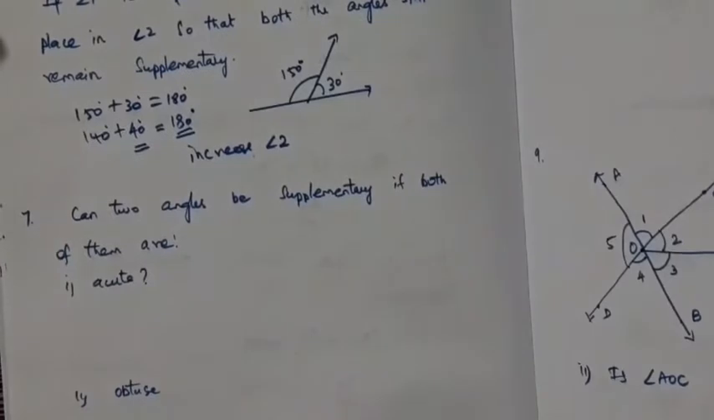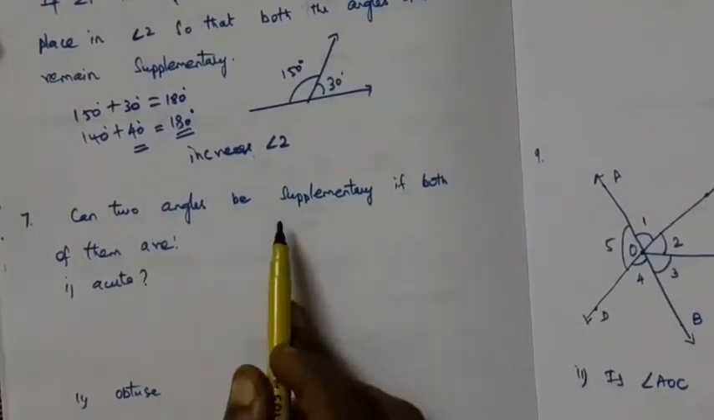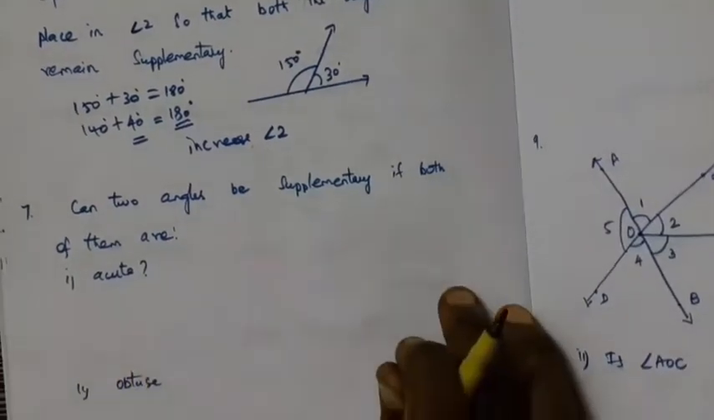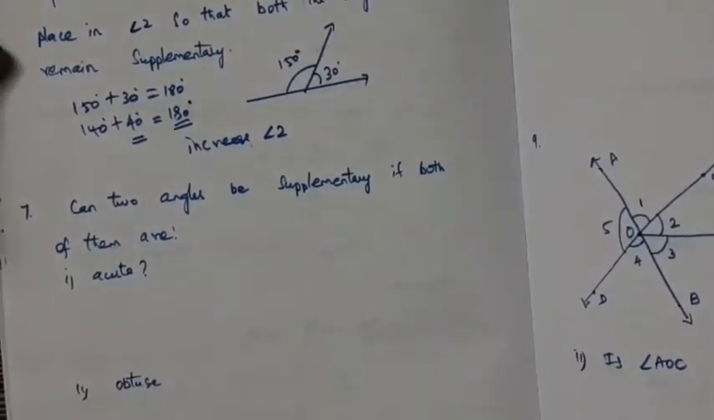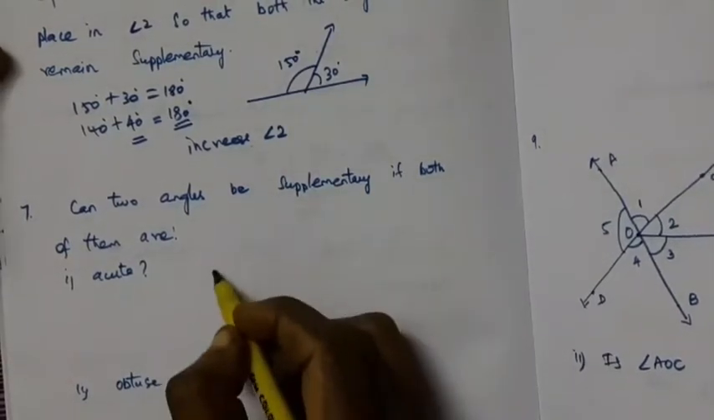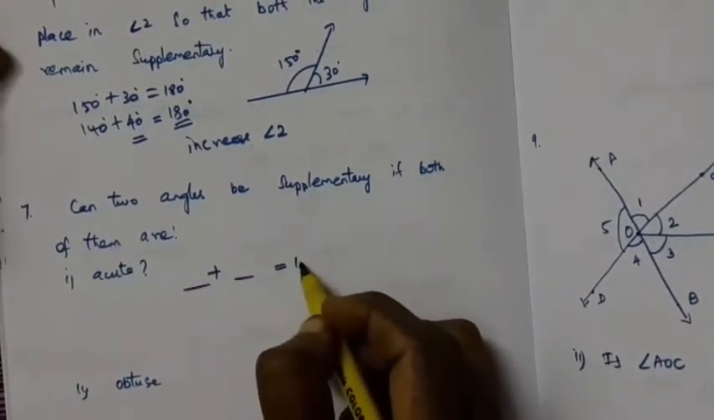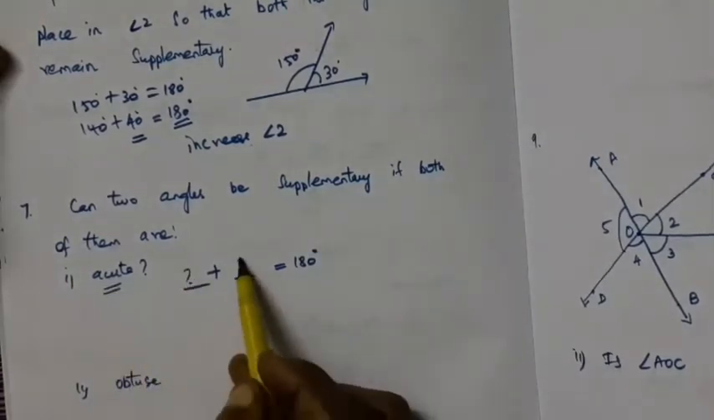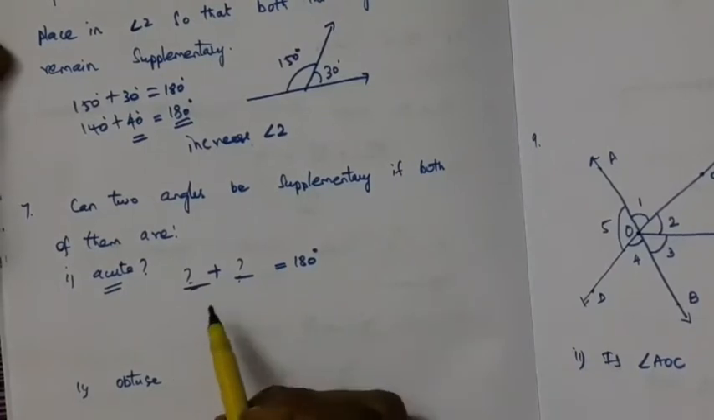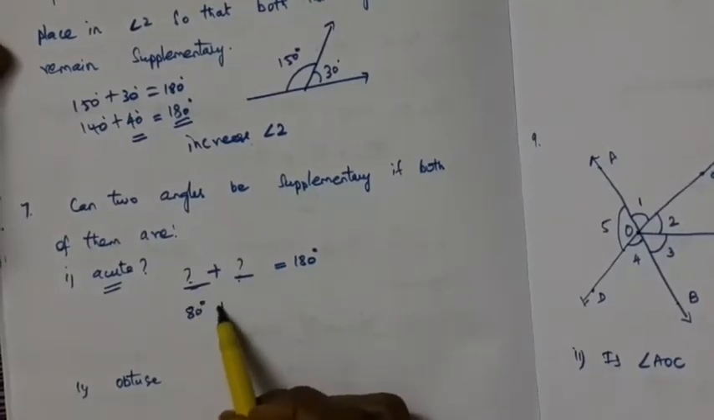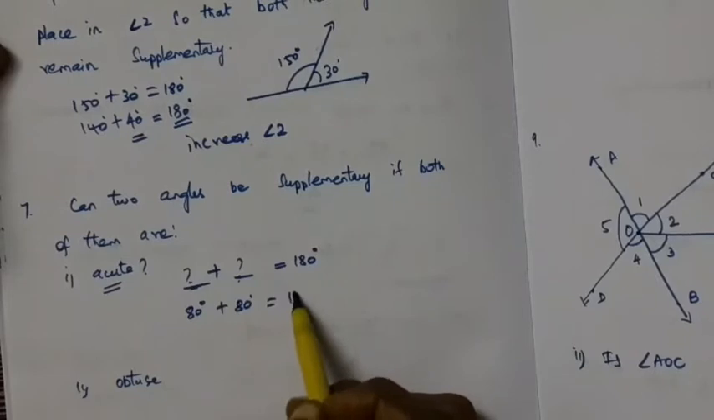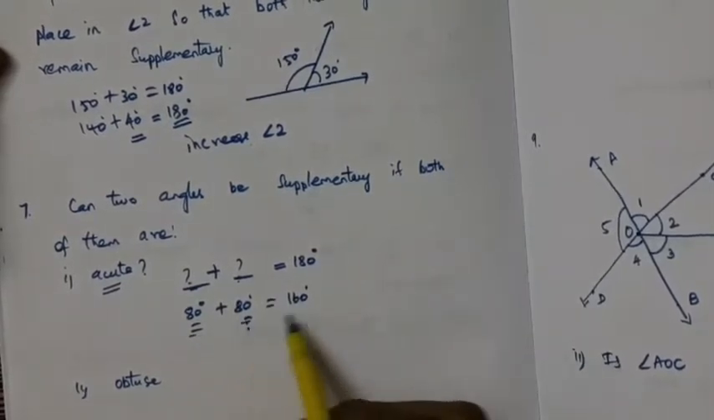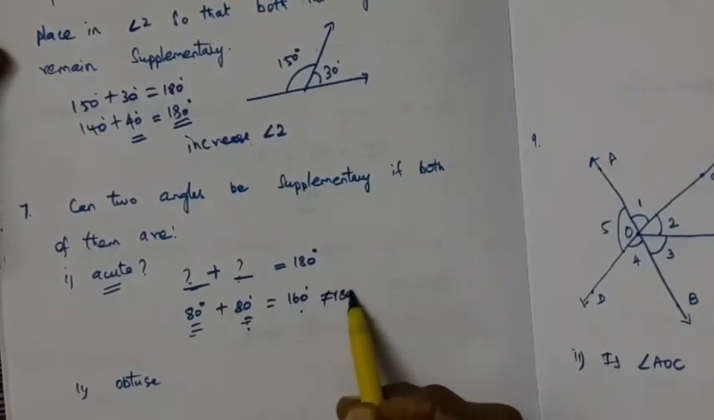What is the next point? Can two angles be supplementary if both of them are acute? Already we see some examples for this. So what is a supplementary angle? When you add two angles, you should get a 180 degree. Okay. The two angles can be, whether these two can be acute angles. Take some example, which is 80 plus 80, which is 160. The two angles are acute angles, but they added up to give 160, not 180.